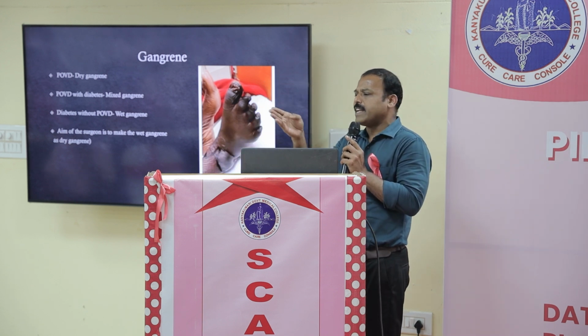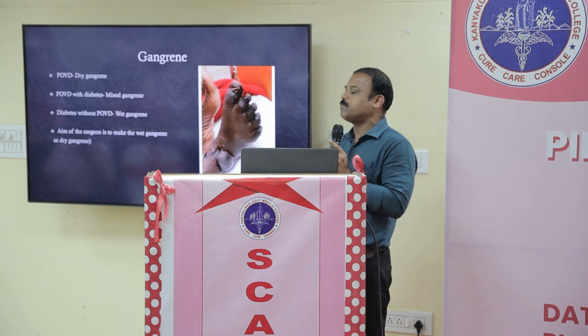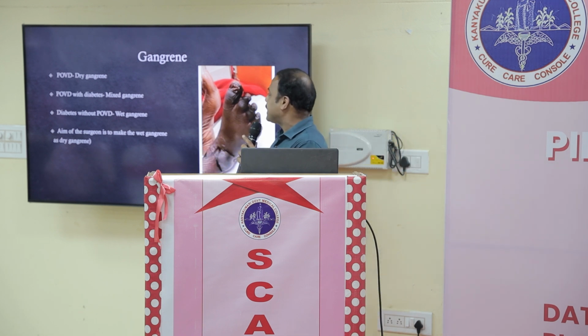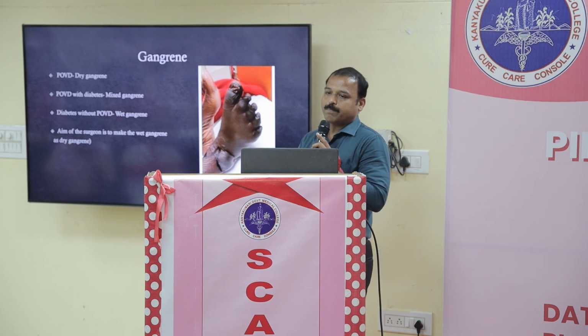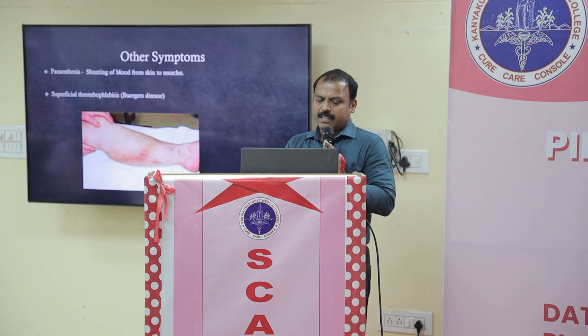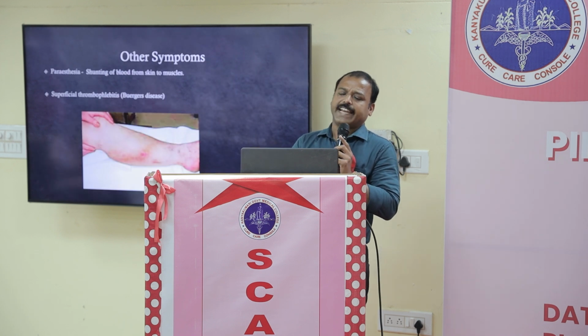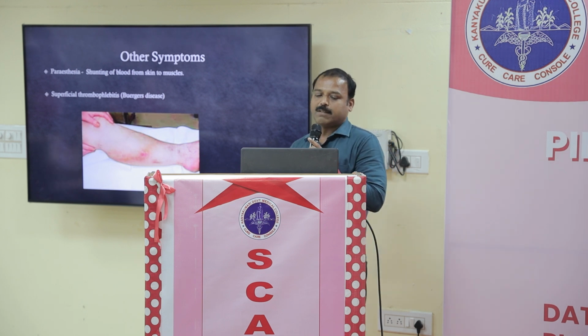Okay. So usually in this place, diabetes is very common. You may be getting that mixed gangrene. It is pure POVD. Dry gangrene is pure peripheral arterial occlusive disease. Other symptoms are all not very common: paresthesia because of the shunting of the blood from the skin to the muscle, and superficial thrombophlebitis.